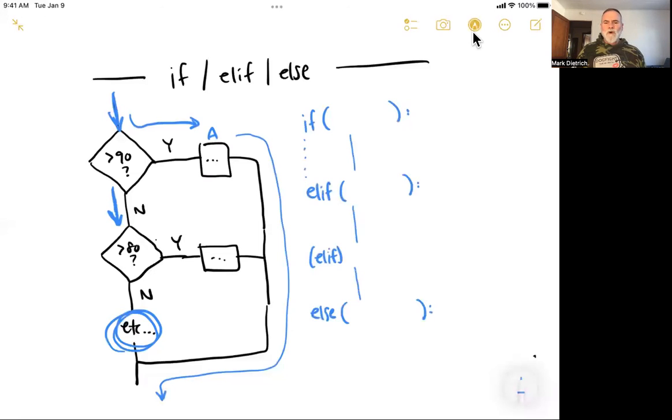Watch the next video for a few more coding examples, and this will start to really gel and make some sense.